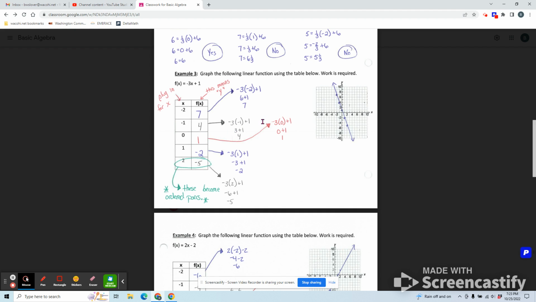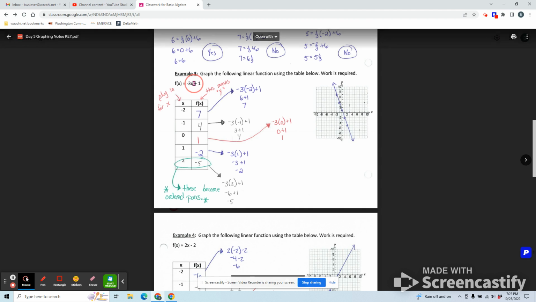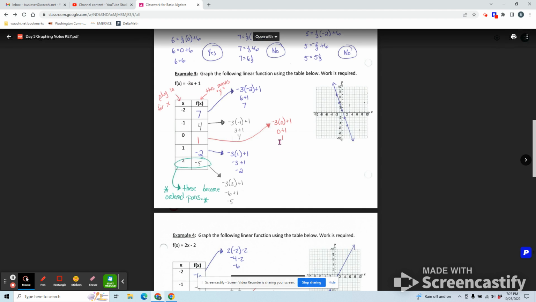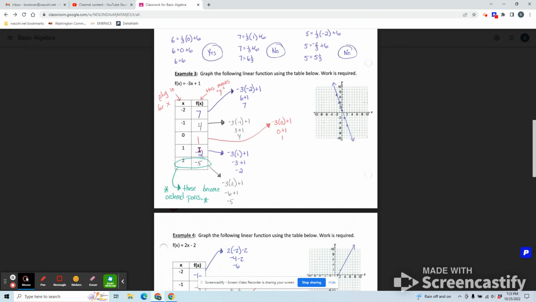And I just keep plugging different x values in. I'm using the same function, negative 3x plus 1. I'm just having a different x value, a different input. So if I substitute in 1, negative 3 times 1 plus 1. Negative 3 plus 1 is negative 2. And then the last one I plug in 2, I end up with a negative 5.